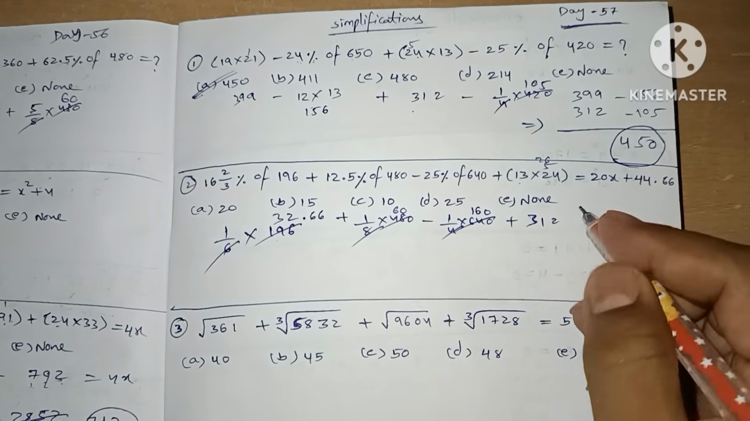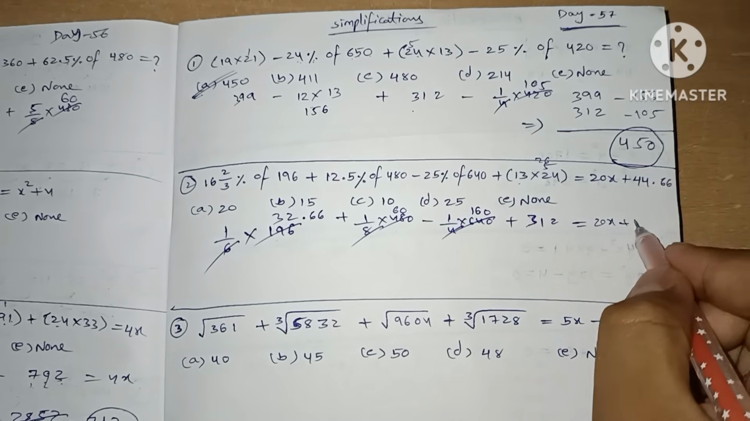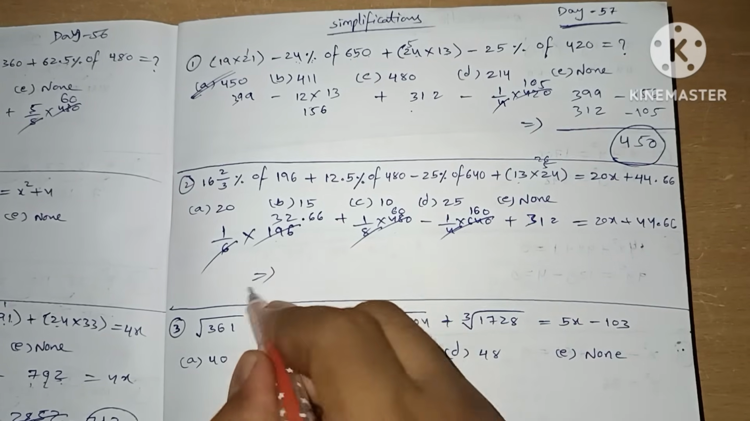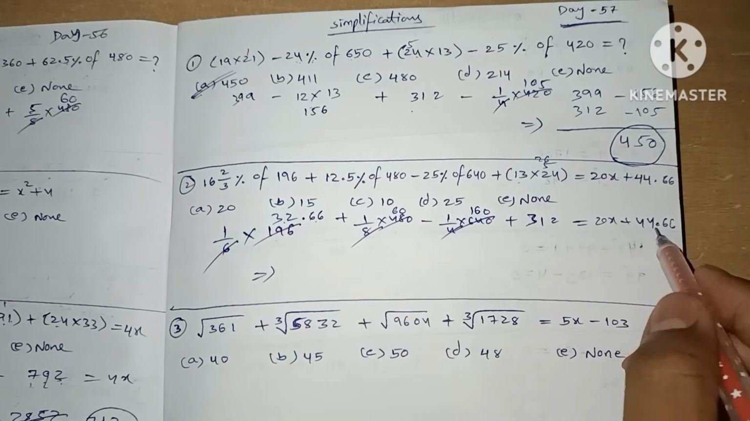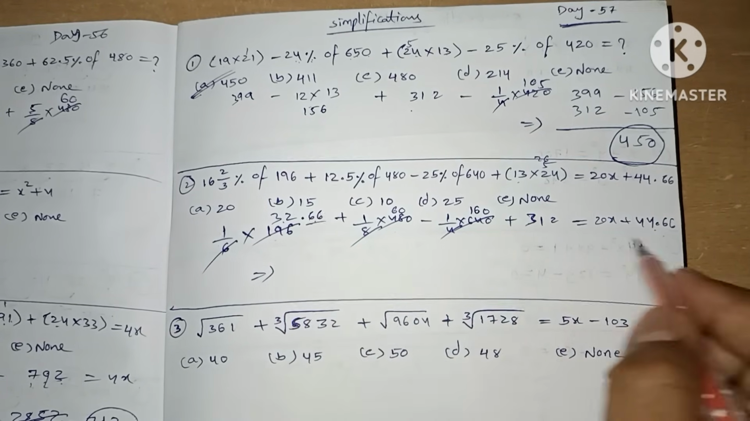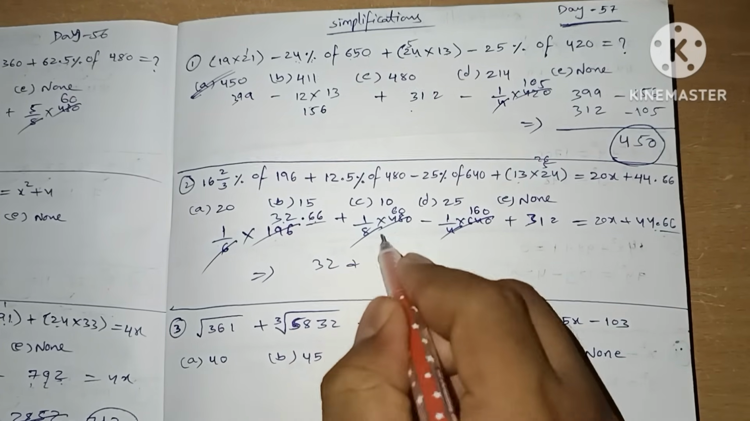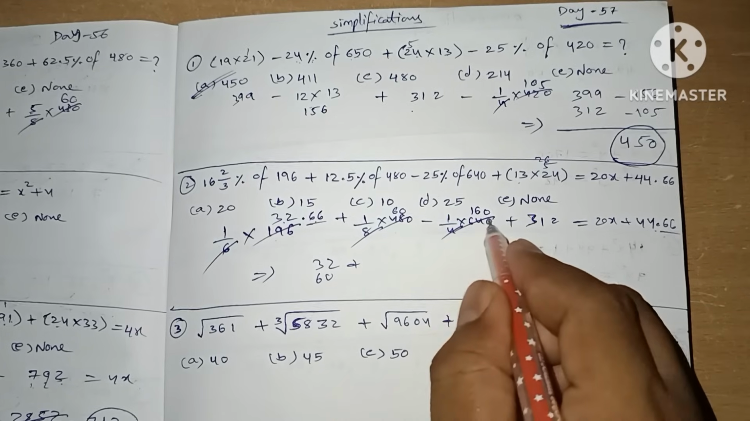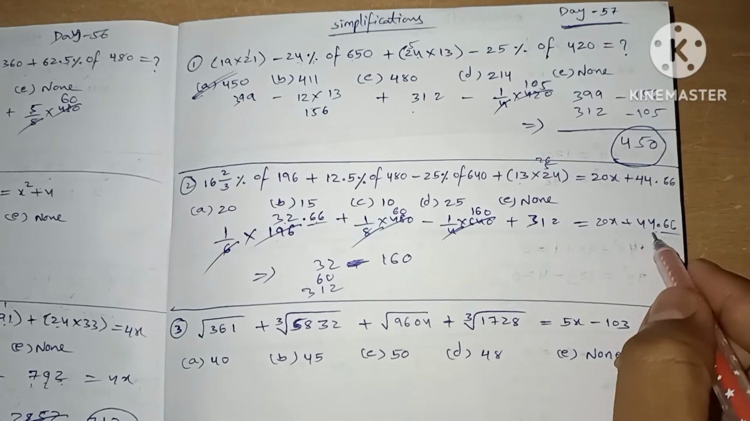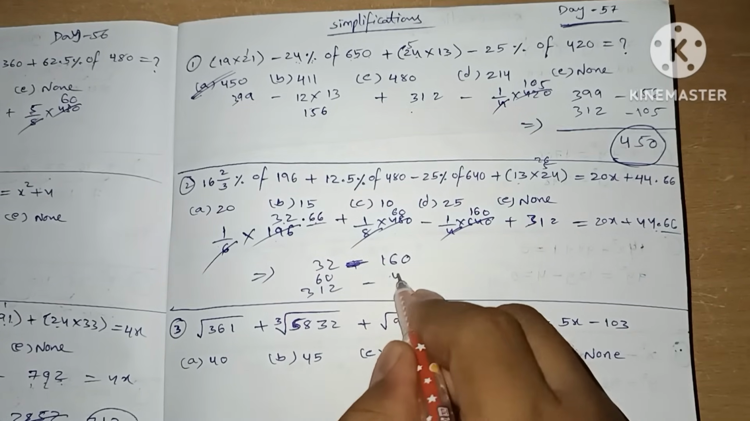So 312 equals 20x plus 4.66. Now what we have is 32.66, and this comes to this side with a negative. So 0.66 cancels and 66 cancelled. We have 32 plus 60 minus 160 plus 312. This comes to this side with minus and 66 cancels here. So what we are left with is 44.